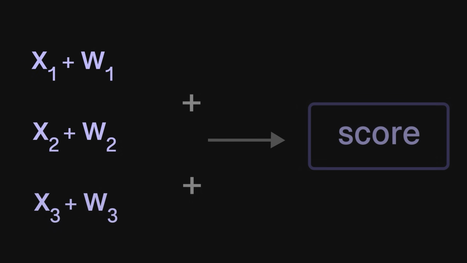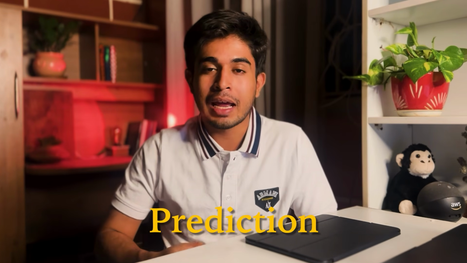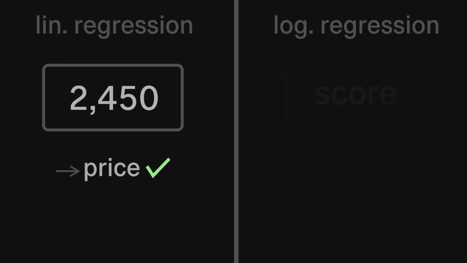Just like linear regression, it combines these features into a single score. I've broken down linear regression in another video, which you can check out. In linear regression, what we were doing was taking each feature, multiplying it with a weight, and then summing it all up to get one value. That value itself was a prediction, like predicting a price or a continuous number. In linear regression, the score was the answer. But in this case, it's not.